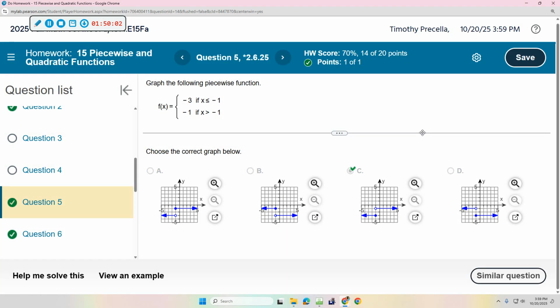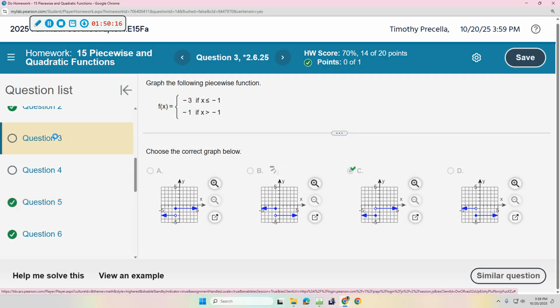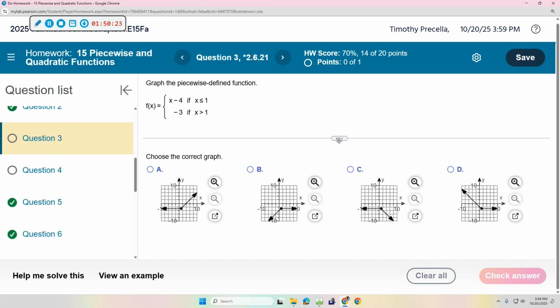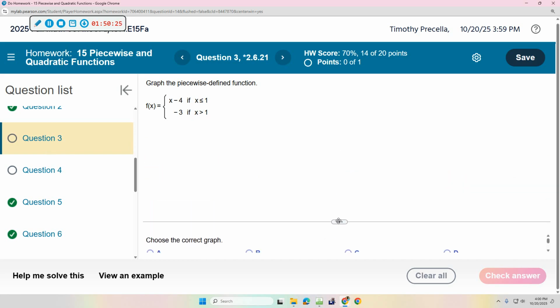Any questions? They're not all as involved as question 6. But question 6, the first one here, the three-piece one, illustrates it the best. The thought process. If you can follow this one, then you know how to graph a piecewise function. Okay, let's do number 3. Write number 3 down.